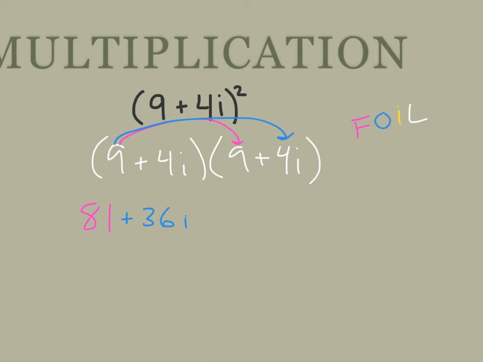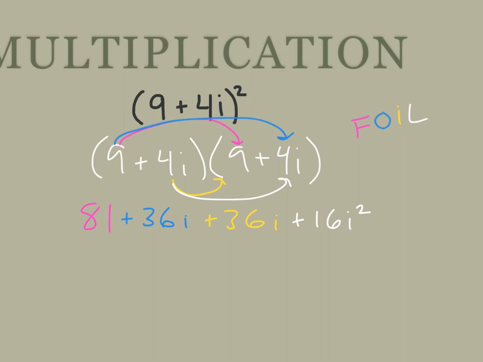And then next we have our inside. So what's our inside terms? 4i times 9. So what's 4i times 9? 36i. And then we have our last term. So what are our last terms? 8 minus 4i. So the last one in each set of the parentheses. 4i times 4i. So what's 4 times 4? 16. And how many i's do we have when we're multiplying? i squared.